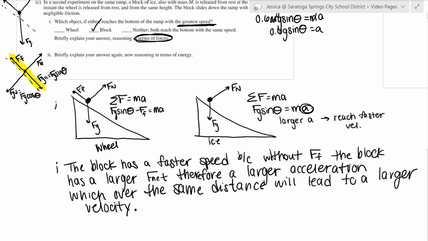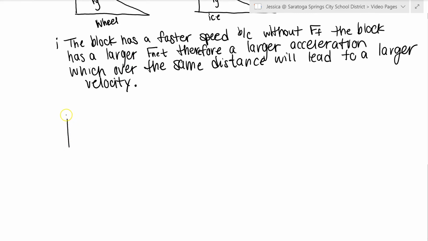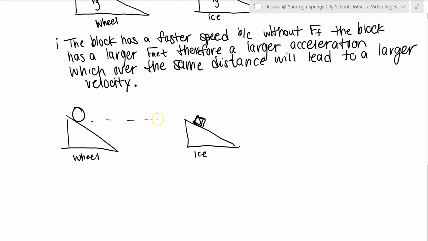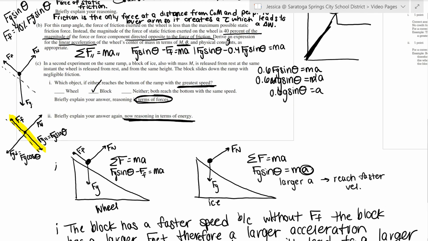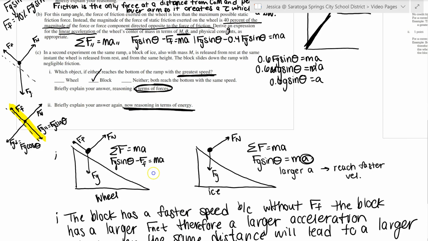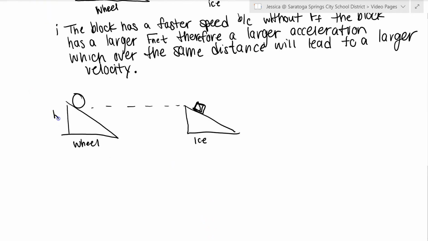So now I have to explain my answer again, but now in terms of energy. Oh boy. Okay. So let me draw two: the wheel, and this is the ice. Both are at the same level. It also has a mass m. So we're at the same height and we have the same mass m, so we start with the same gravitational potential energy.